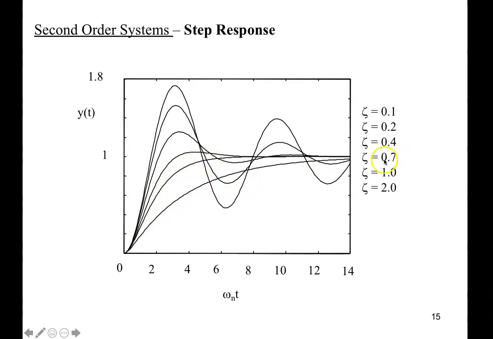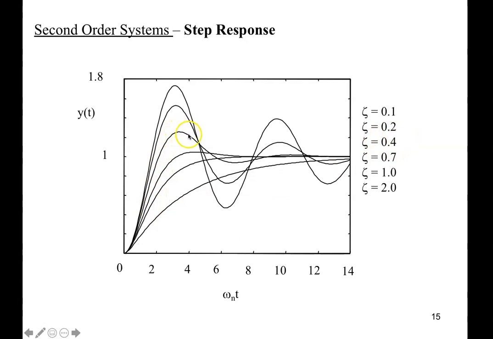Now damping equals 0.3. You can see this is the third line there. You can see it goes over the final value of 1. It overshoots slightly and then settles down. Damping equals 0.4, you have this line.